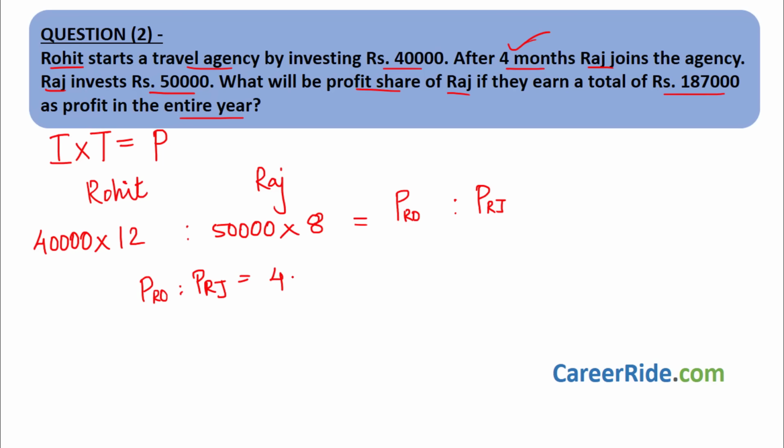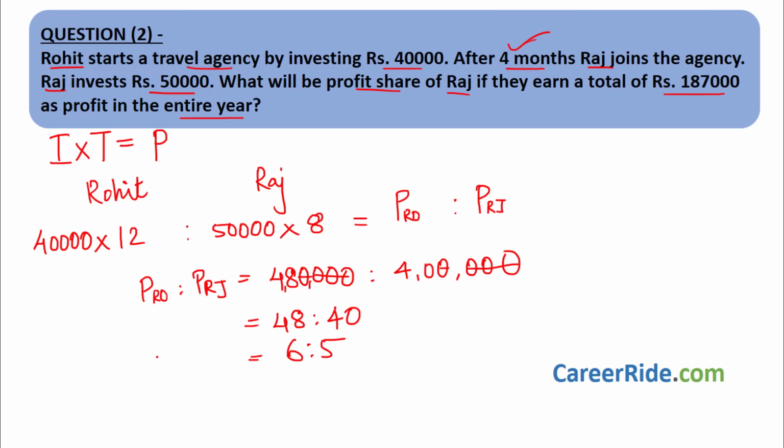So what would the profit of Rohit is to profit of Raj be? 40,000 into 12 is nothing but 12 4s are 48, so we have 4,80,000 is to 4 lakhs. Cancelling these zeros, what we get is 48 is to 40, that is 8 6s are 48, 8 5s are 40. So profit for Rohit is to profit for Raj is 6 is to 5.